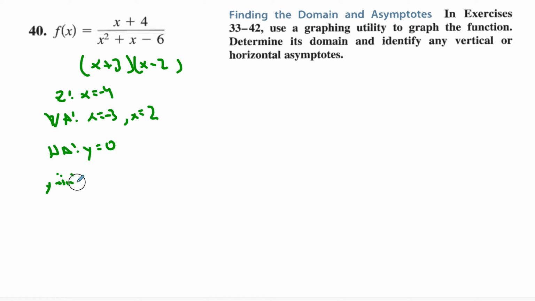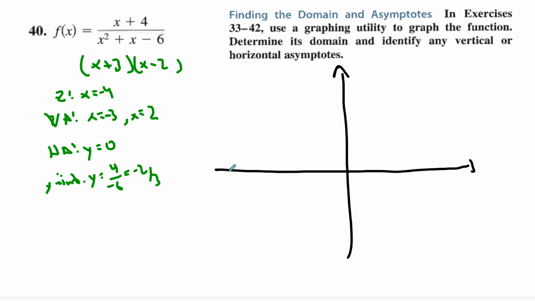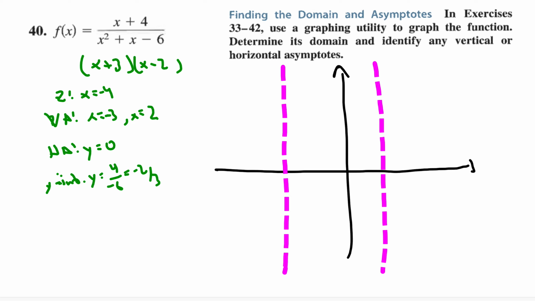Y-intercept is y equal to 4 over -6 or -2/3. So, knowing this, they don't actually ask you to sketch it, so I'm just going to do it anyway. I got asymptotes of 2 and -3. I know it's got a y-intercept at -2/3. I know it's got a 0 at -4.